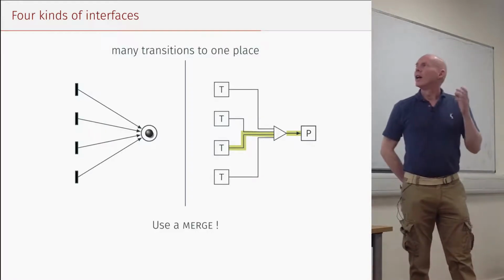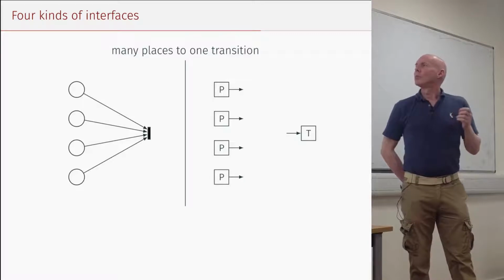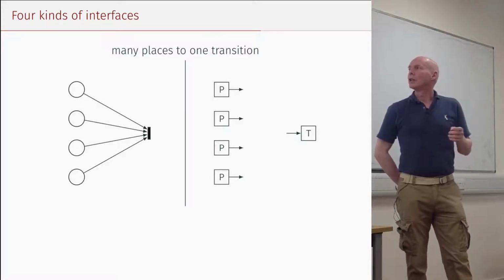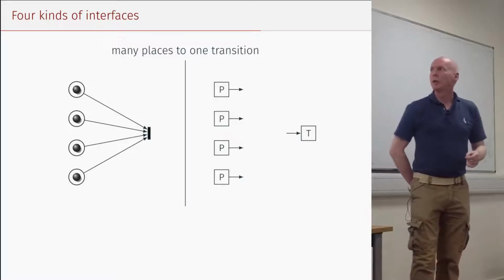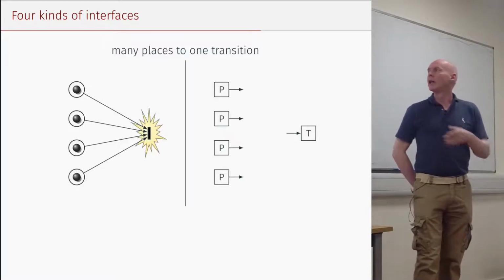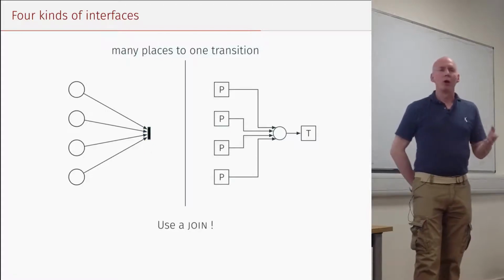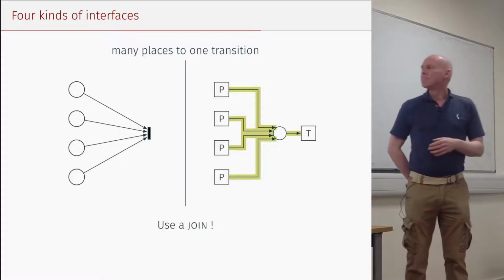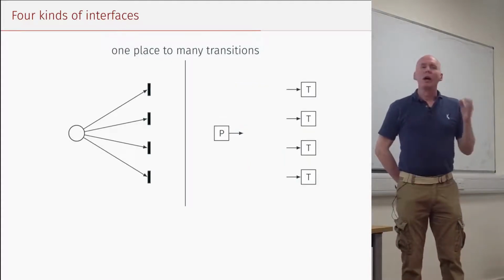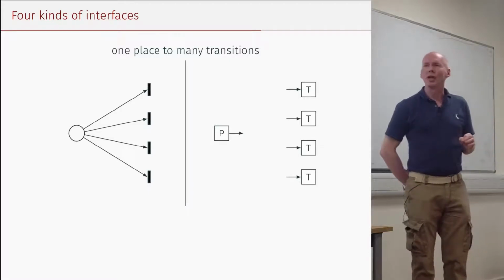One more case, actually two more cases, multiple places connected to a single transition. That means we need all of those places to be marked before the transition can fire. So we use a join. When the join receives a signal from all of those places, it forwards one to the transition, telling it to fire. And one more case, a single place connected to multiple transitions.